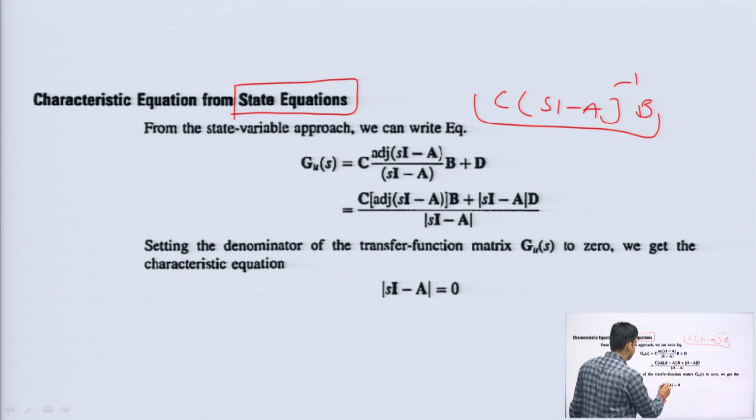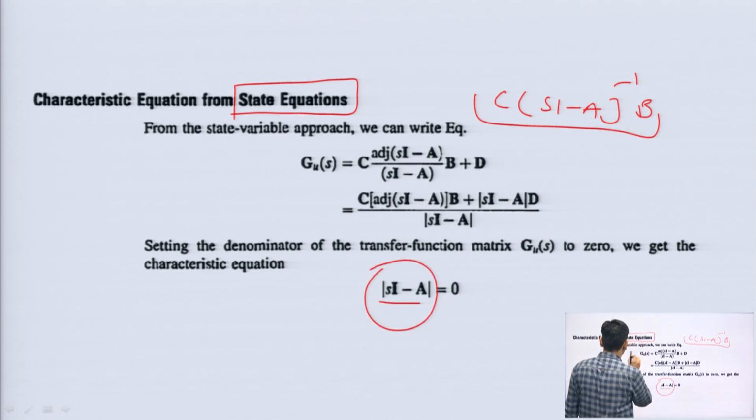If you get the SI minus A matrix and take the determinant of SI minus A, this will give you the characteristic equation. So, performing these steps you will get SI minus A, and taking its determinant, this gives you the characteristic equation.